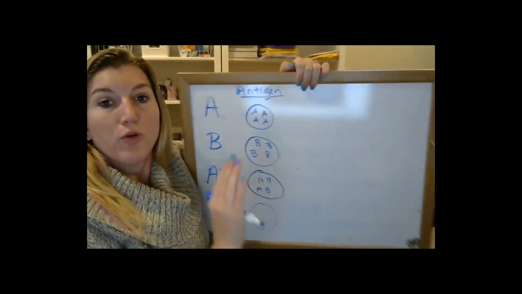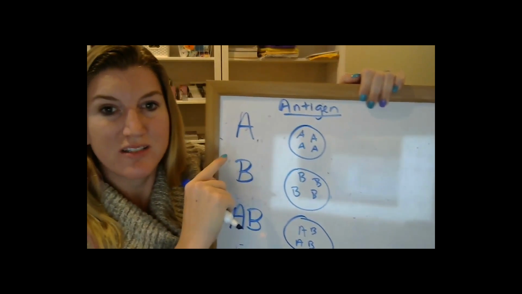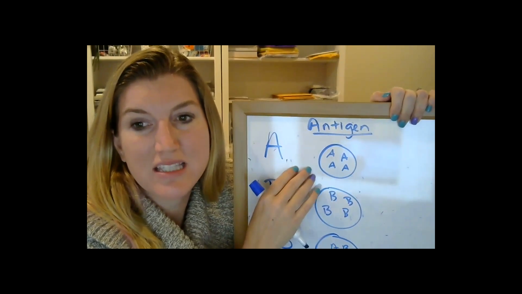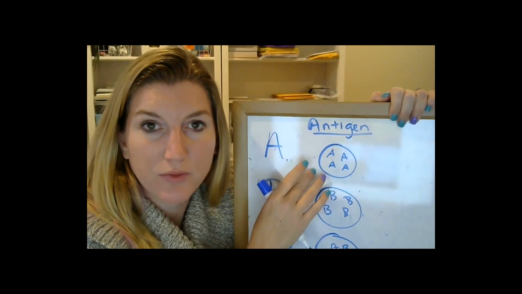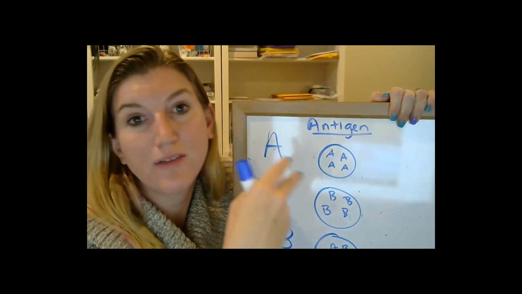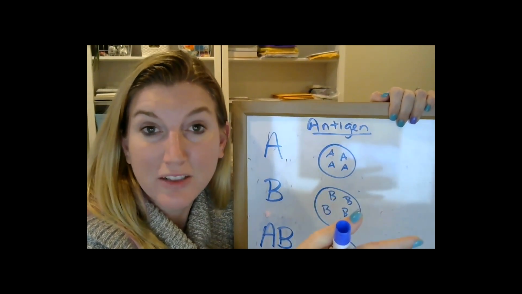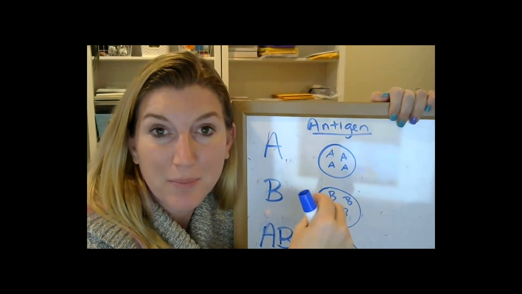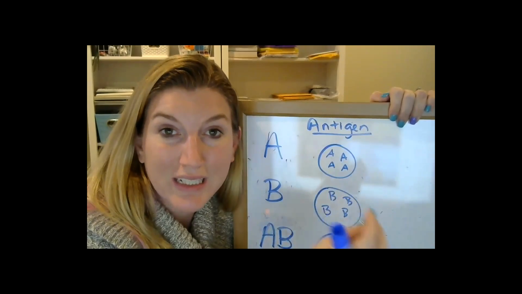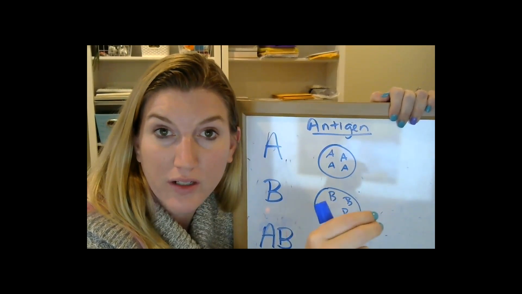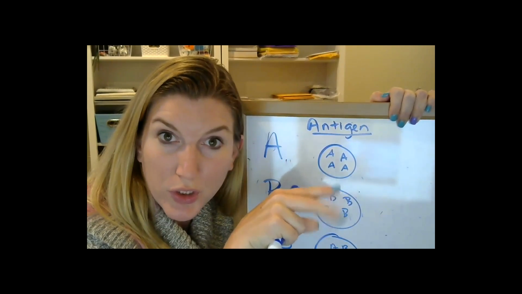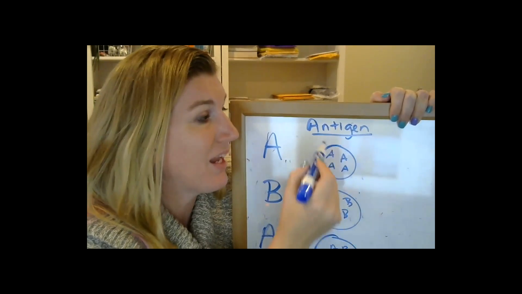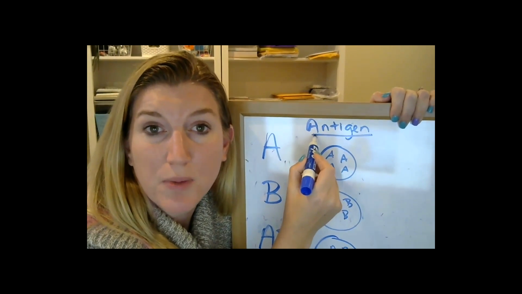Now, what happens with these antigens is they can produce an immune response. So say, for instance, you're invaded by a bacterial cell. Bacteria have antigens on their plasma membranes, and our immune system recognizes those antigens as foreign and says, oh, you don't belong here. I'm going to destroy you and get rid of you. So antigens can stimulate an immune response.